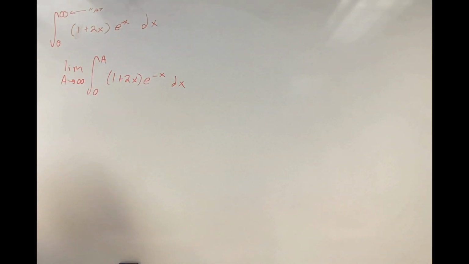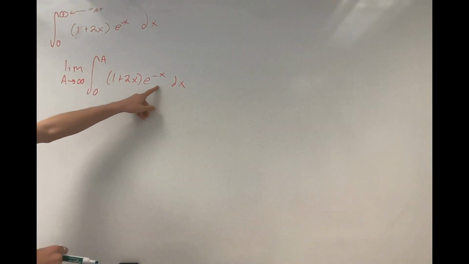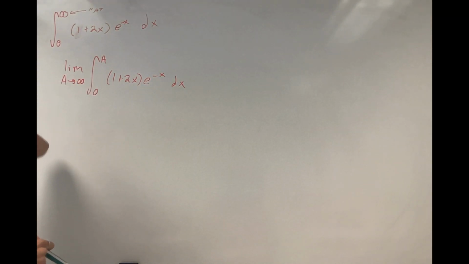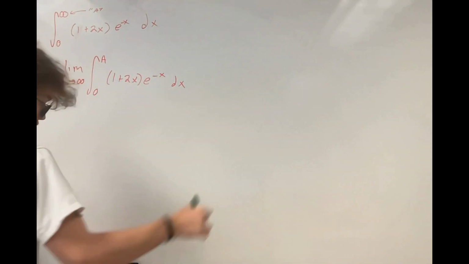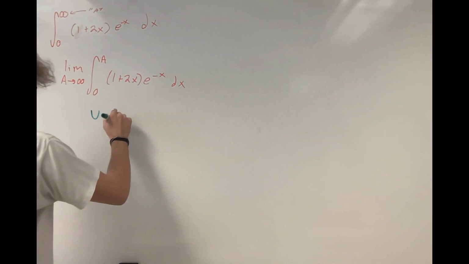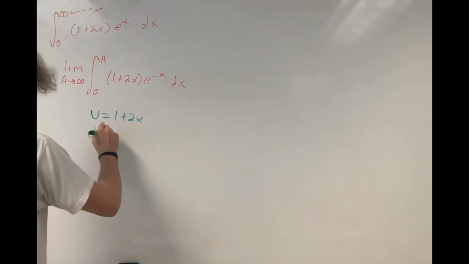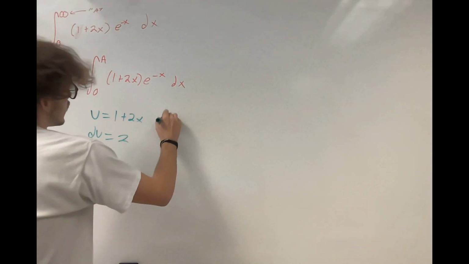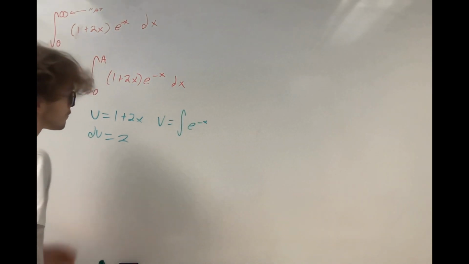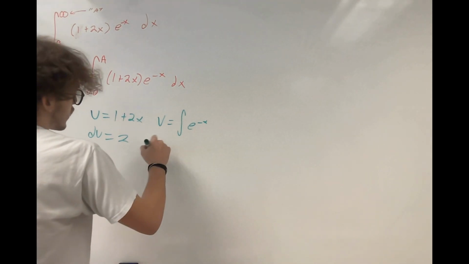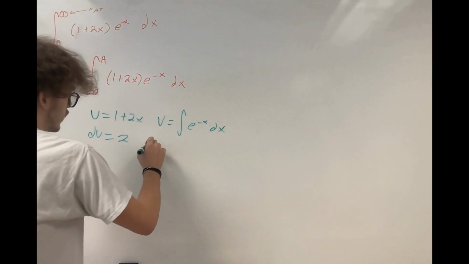Now, I already know what u and v is, but you'd be wrong to say that u is e to the negative x, right? We want to reduce the power, and if you use u as e to the negative x, you're going to increase powers, and it's just going to forever increase the power, and we don't want that. So u in this case is going to be 1 plus 2x, where du is equal to 2. V in this case is equal to the integral of e to the negative x, with respect to x.